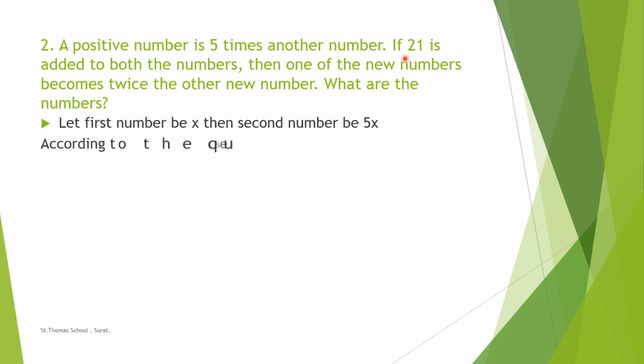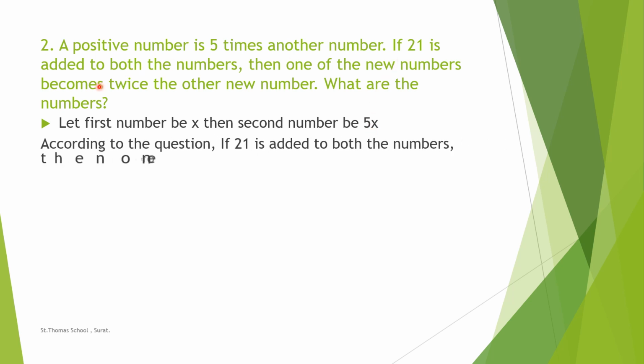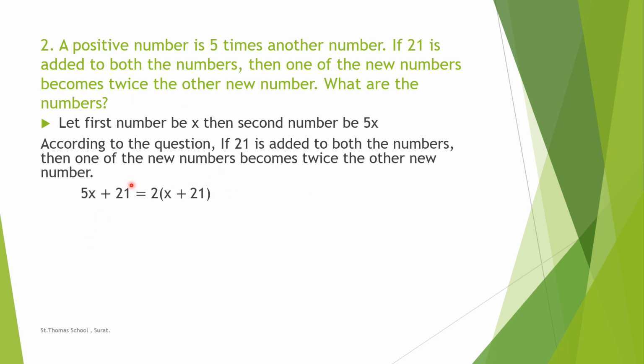According to the question, if 21 is added to both the numbers, that is x plus 21 and 5x plus 21, then one of the new numbers becomes twice the other new number. Twice means 2 times. It's clear? So we can write the equation like this: one number is 5x, and if we add 21, it becomes 5x plus 21, which is equal to twice the other new number.